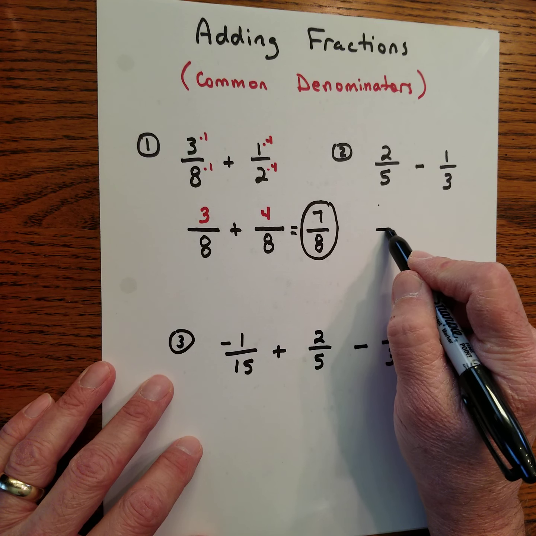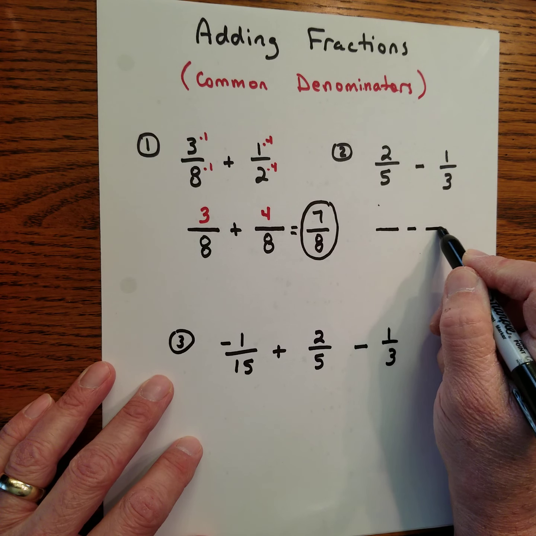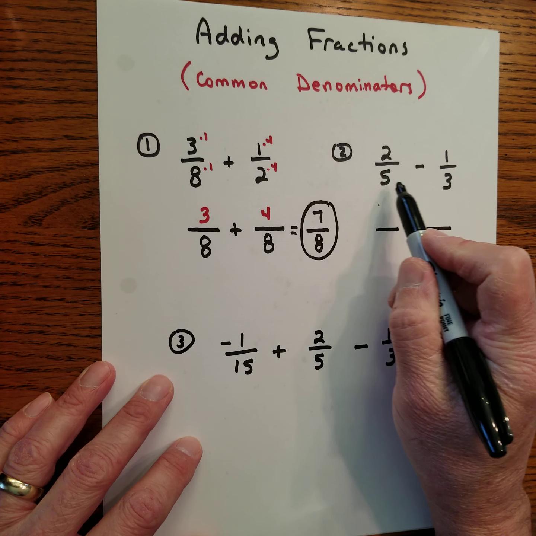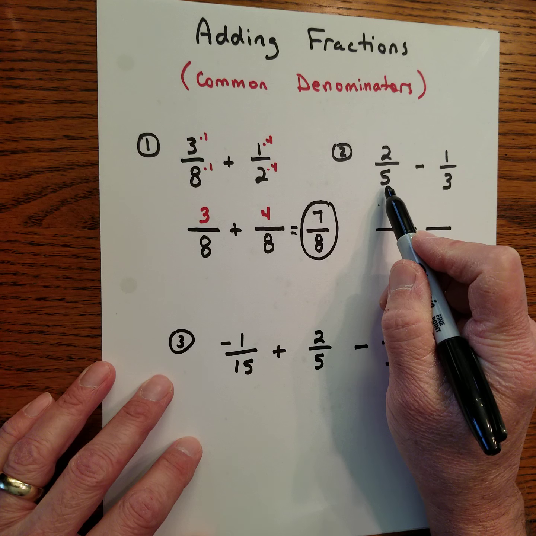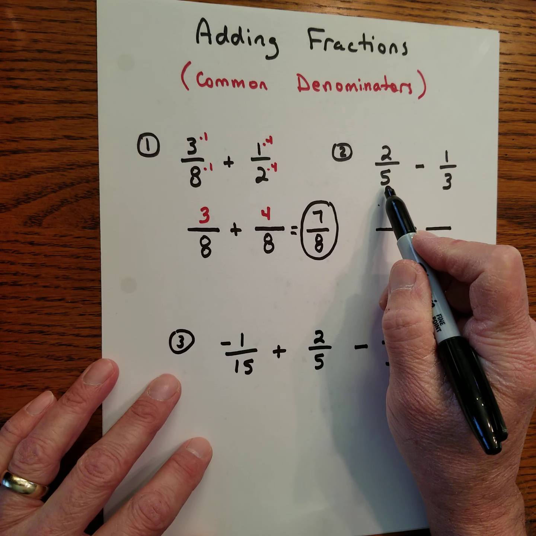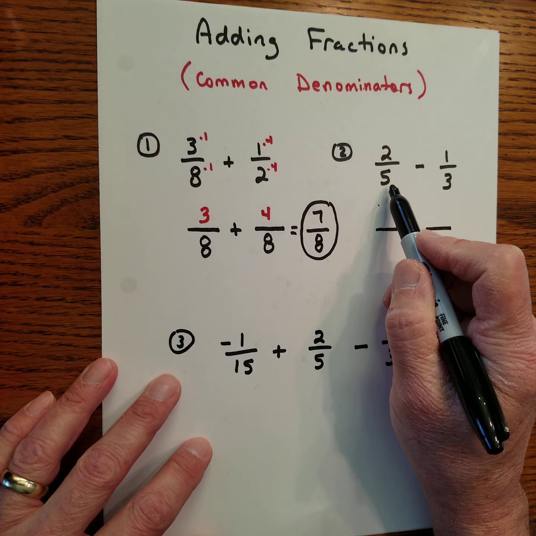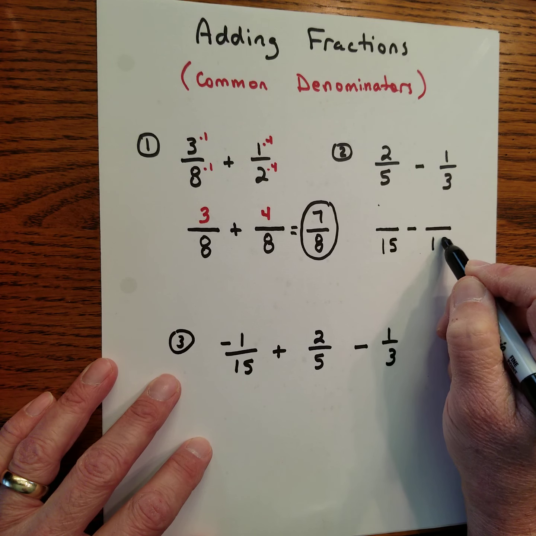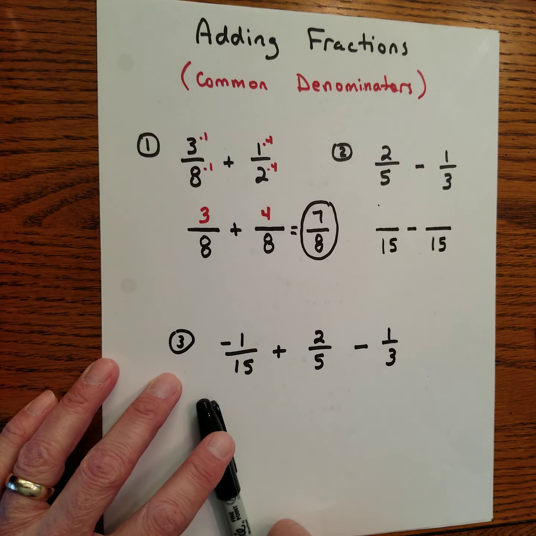For number 2, subtraction, we also need a common denominator. We check. Does the small number divide evenly into the big number? It does not. So to get a common denominator, another trick is to multiply the two denominators together. 3 times 5 is 15. 15 will make a good common denominator.